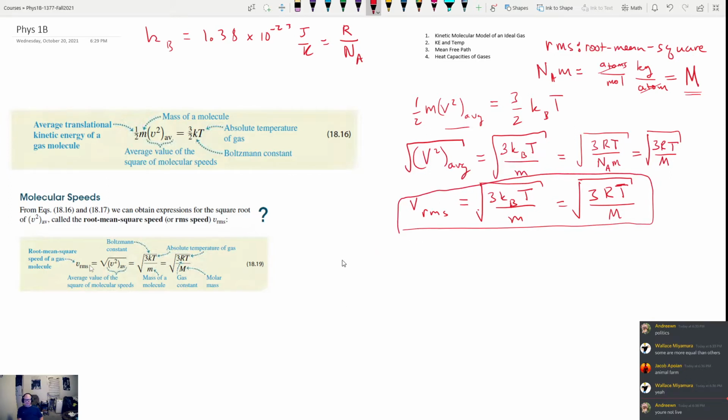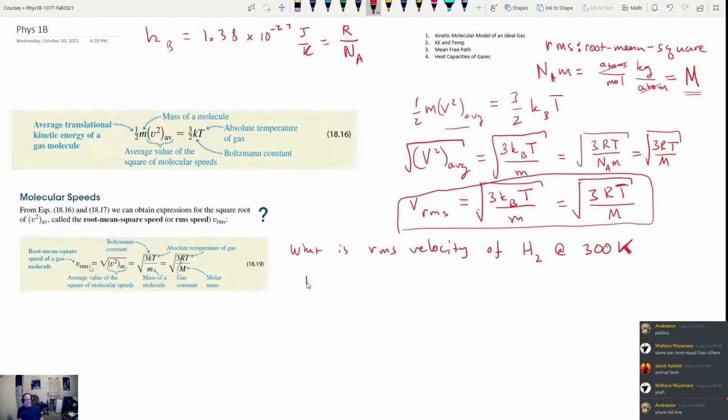Either equation calculates the same thing. Okay. So what I'd like to do now is to just do a quick calculation of the RMS velocity of a molecule of hydrogen gas, okay? And let's say that we do it at 300 Kelvin. We want to find the RMS velocity of hydrogen gas at 300 Kelvin, okay?